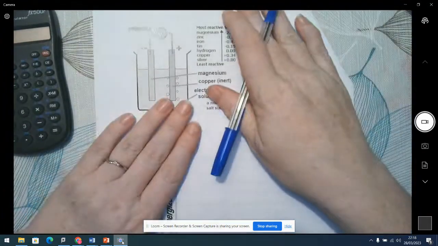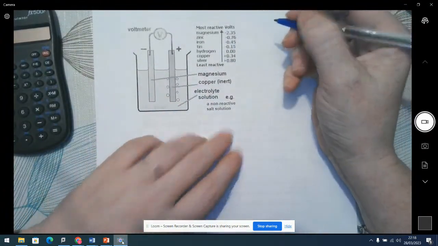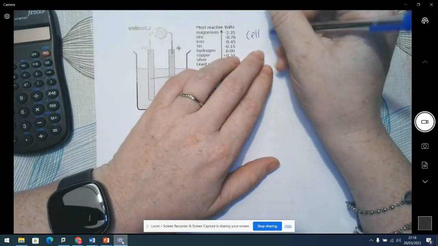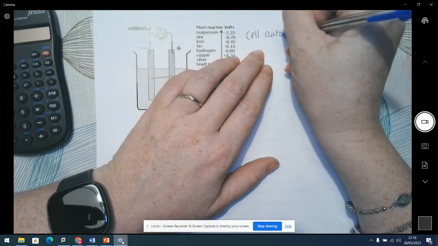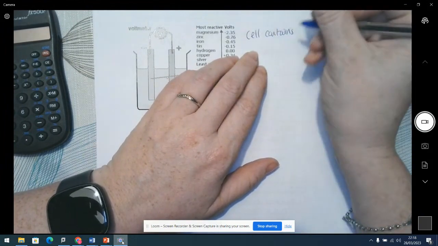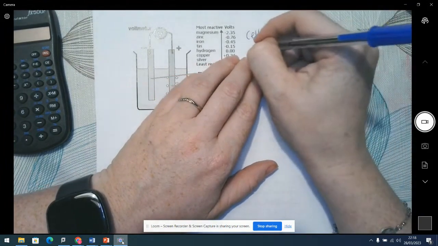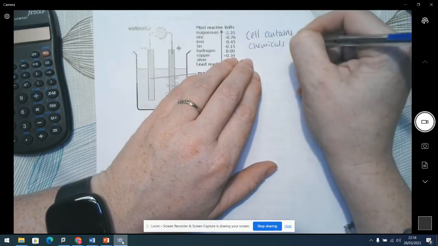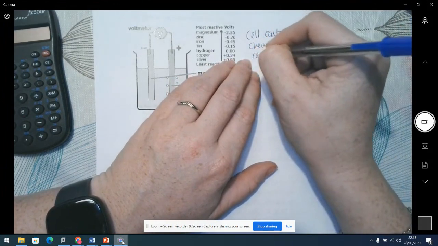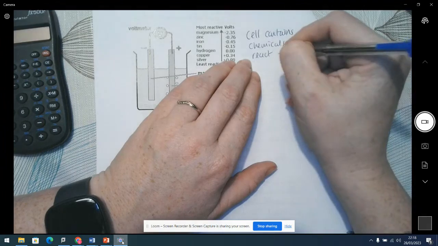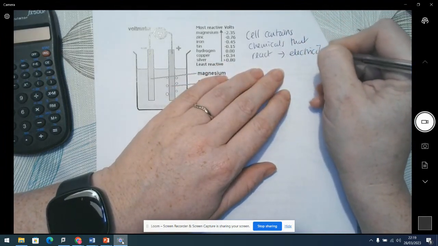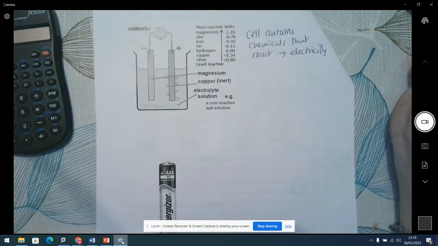We're going to start off with the basics, okay? Essentially a cell contains chemicals that react. And that is what then generates the electricity. So that reaction is what generates the electricity.